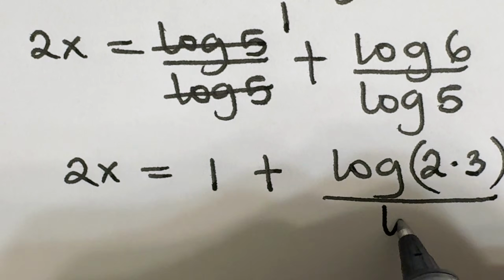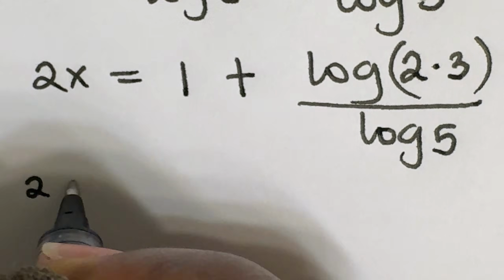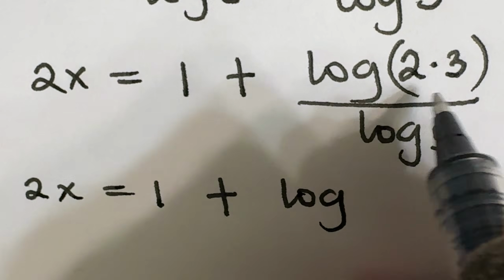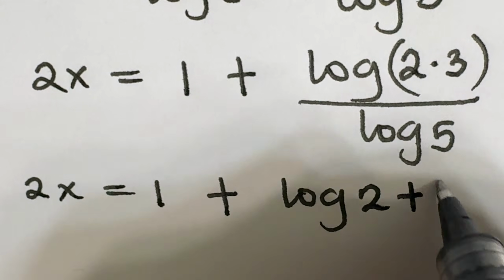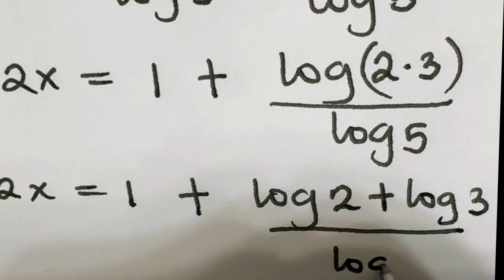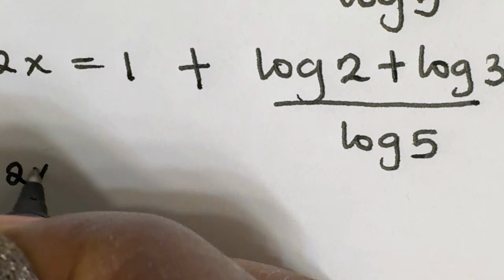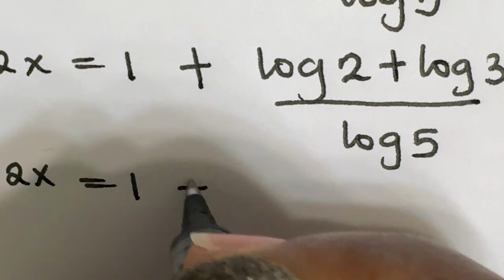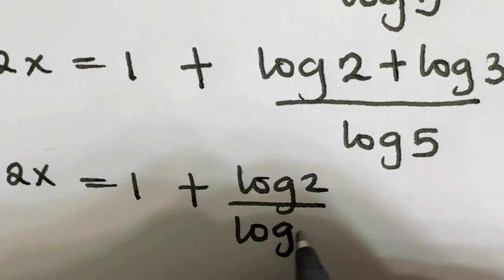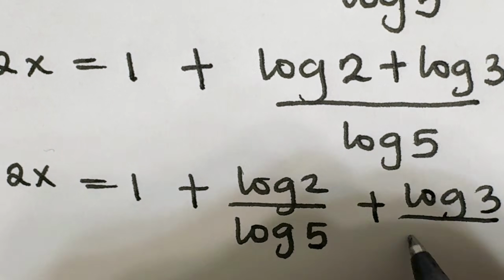and divided by log 5. So we have 2x is equal to 1 plus, again we separate this product, so we have log 2 plus log 3, both divided by log 5. We have 2x is equal to 1 plus log 2 divided by log 5 plus log 3 divided by log 5.